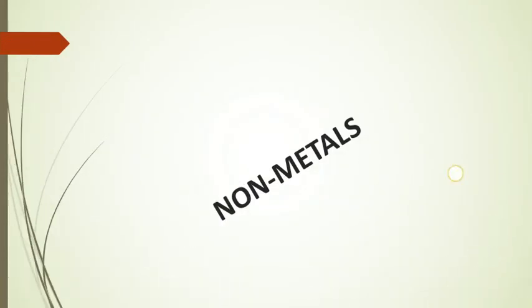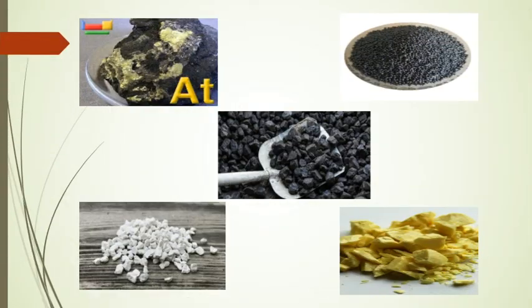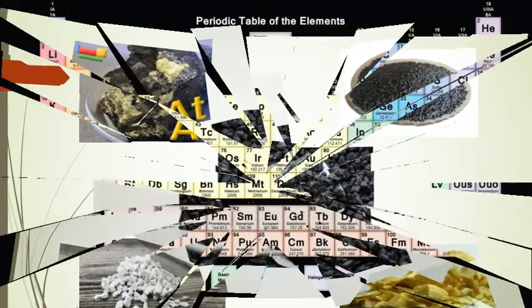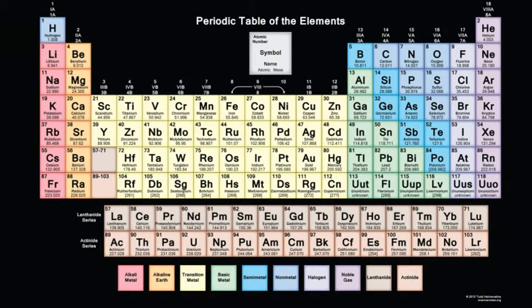Next, we are going to see about non-metals. These are some example pictures of non-metals. Astatine, iodine, carbon, phosphorus, sulfur. So these are some examples of non-metals. In the periodic table, except metals, all other elements are non-metals. Non-metals can be in any of the states of matter. They may be in solid state, liquid state or gaseous state.